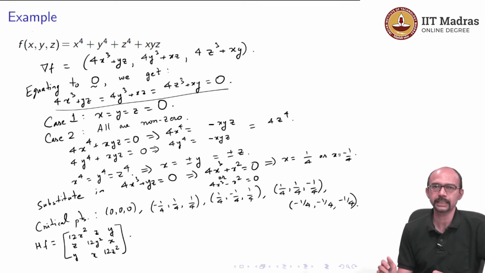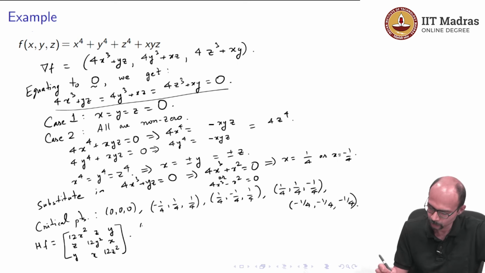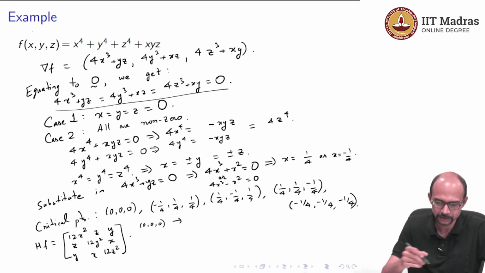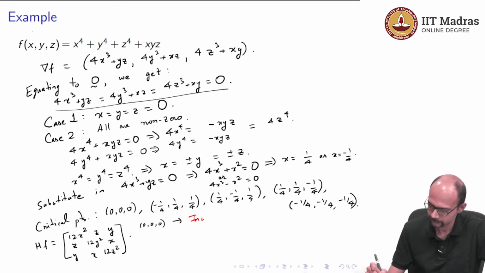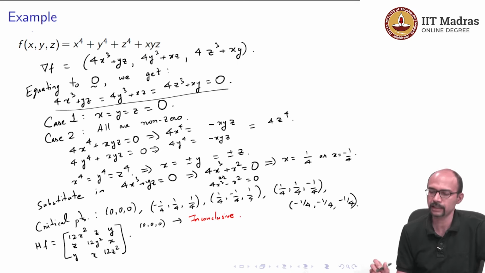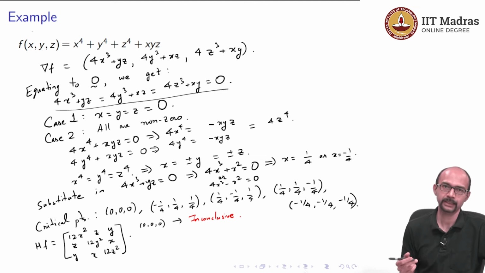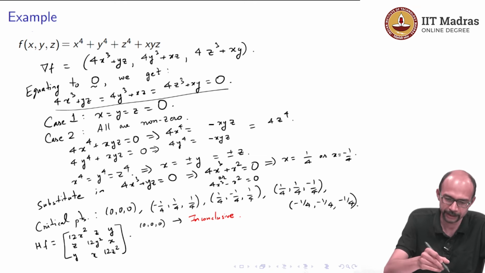So, already you can see that for (0, 0, 0) this is inconclusive. So, we can't really say anything about (0, 0, 0). It is inconclusive. And again I will encourage you to check what happens at (0, 0, 0). My claim is that this should probably be a saddle point.